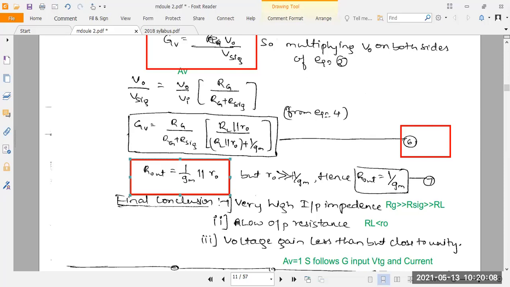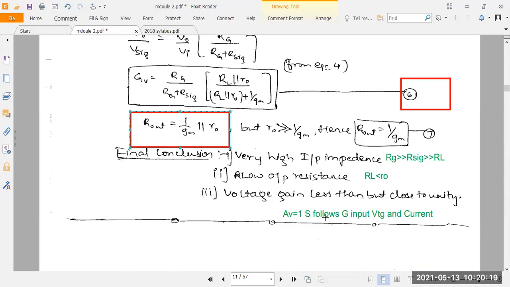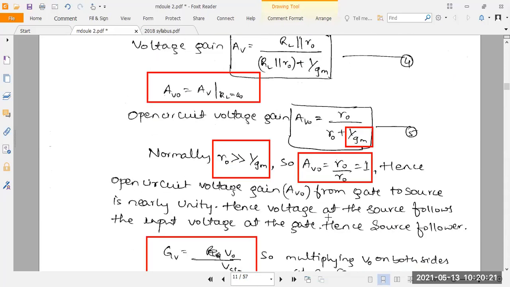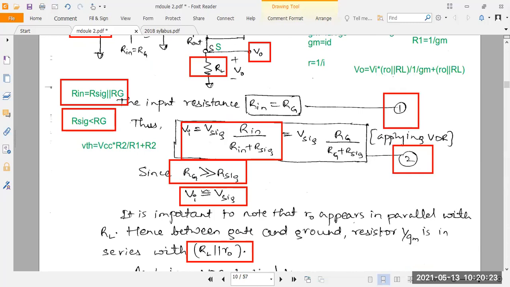So the common drain amplifier means what here? It has a very high input impedance, low output resistance, and voltage gain less than or equal to 1. AV is equal to 1. That's why the source follows the gate input voltage.